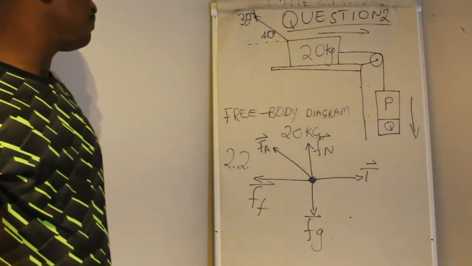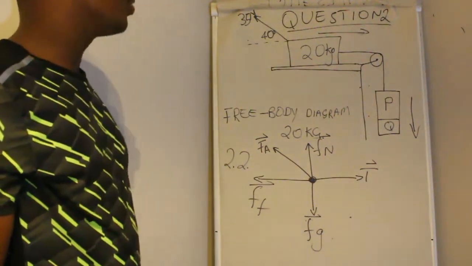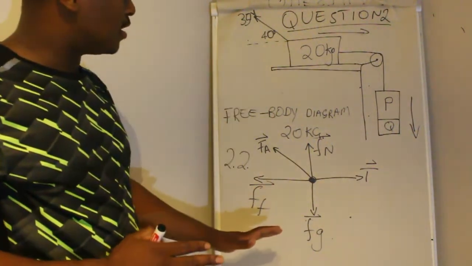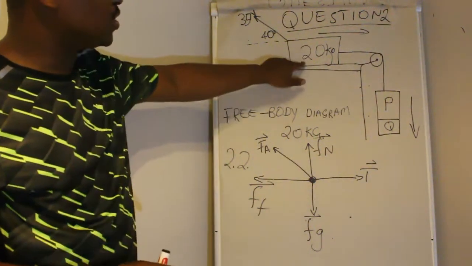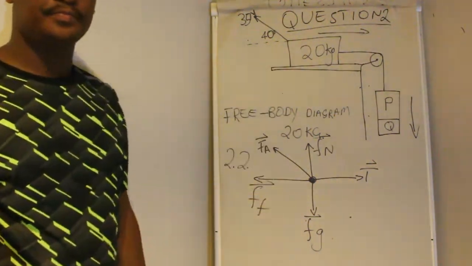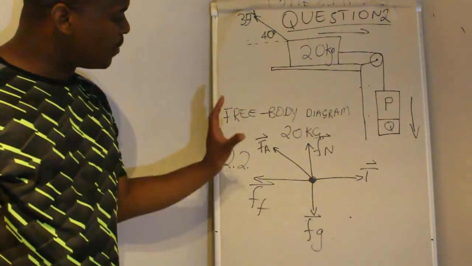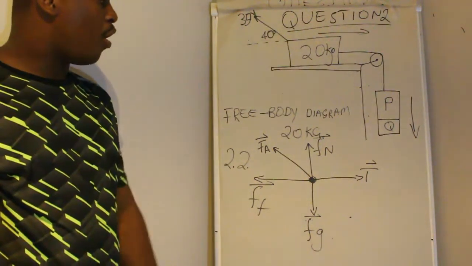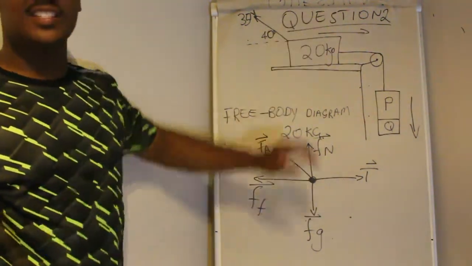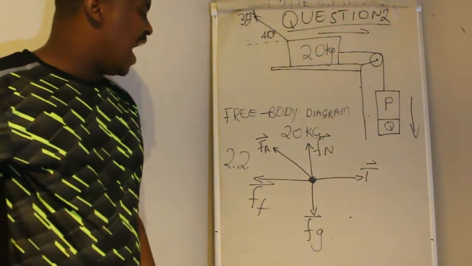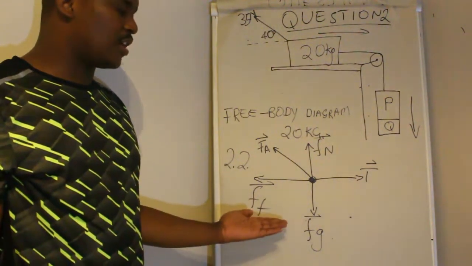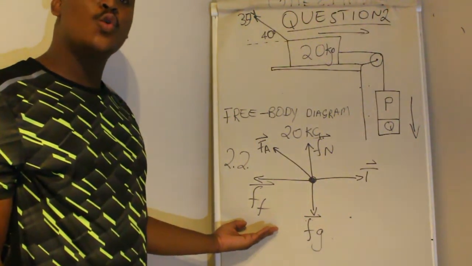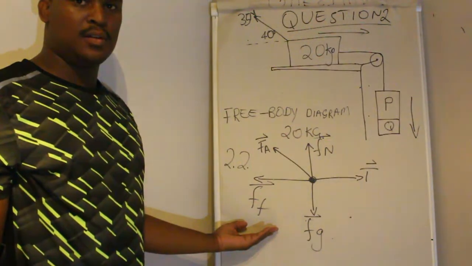This is where I will stop for question 2.2, because they wanted you to show all the forces that are acting on the 20 kg block. So these are your forces. This is the most accurate free body diagram representing all the forces that are here. However, as much as it is accurate and correct, it is not very helpful when you want to do calculations relating to this.